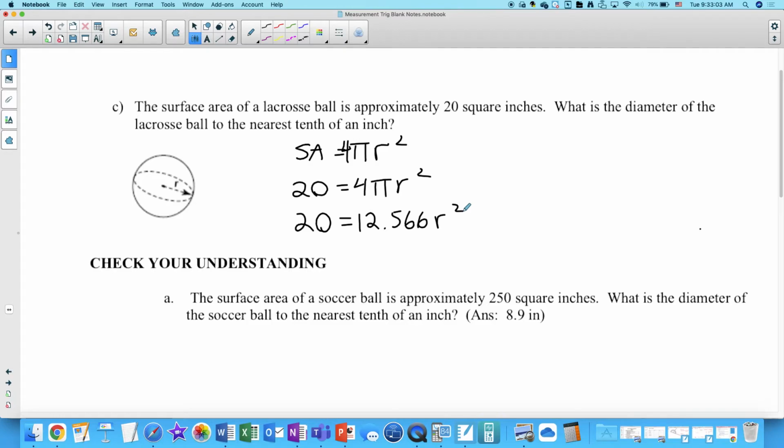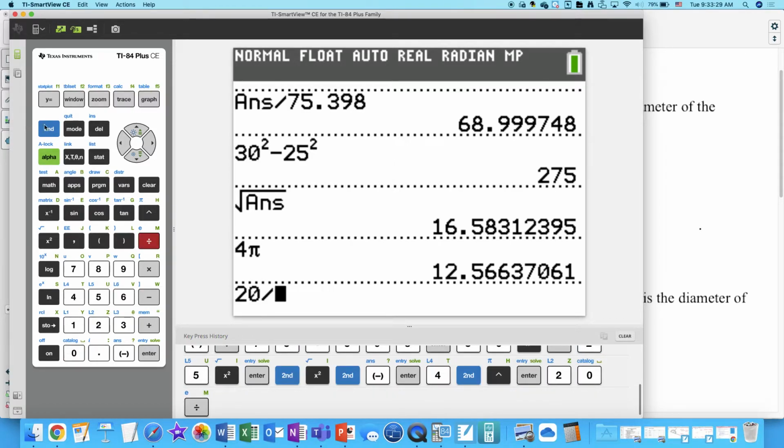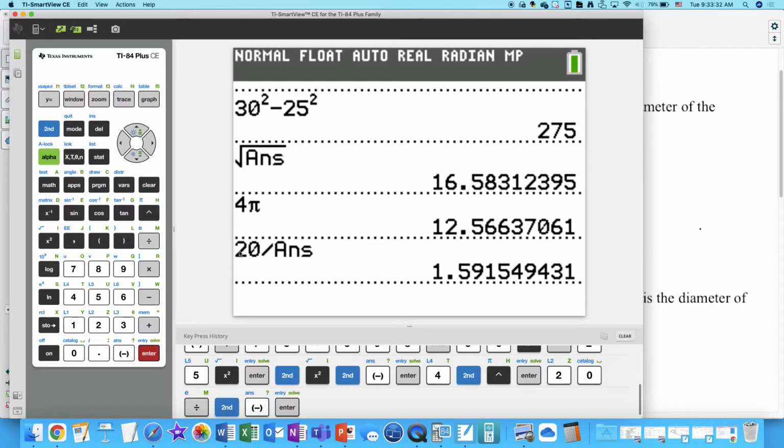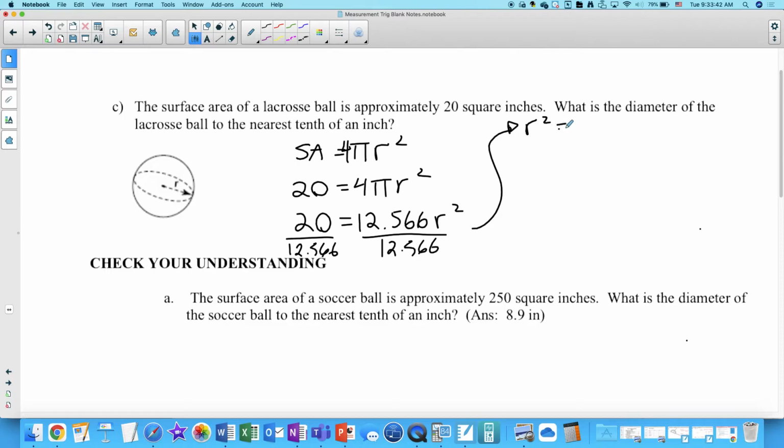And here is where I would really encourage you, instead of retyping that 12.566, use your answer button, because then the calculator will bring all of those extra decimals and your answer will be more exact. Okay, so I'm going to go 20 divided by the answer. And I get 1.592, let's say. Okay, so that gives me r squared equals 1.592. Okay, now how do we get r? Yep, square root it. So r is going to be the square root of that. And again, this is my last answer in my calculator. So I'm just going to take the square root of the answer.